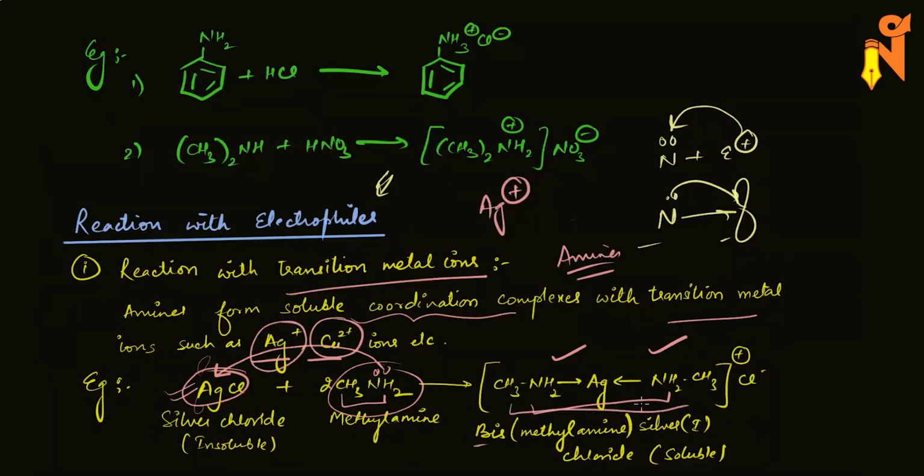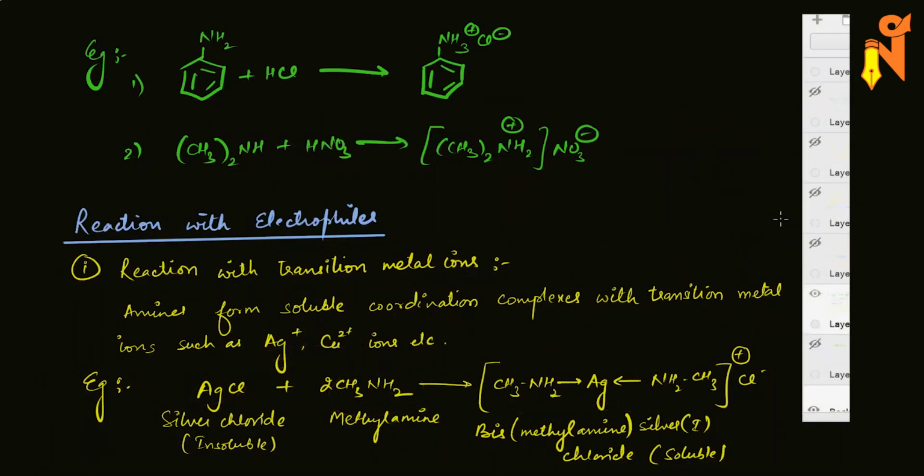We call it bis(methylamine) silver(I) chloride, and this is soluble in water. So this is one example. You don't have to remember the reaction. The only idea is that amines have the lone pair, and that makes them good ligands, and they tend to form coordination complexes with transition metal ions which have empty orbitals present.